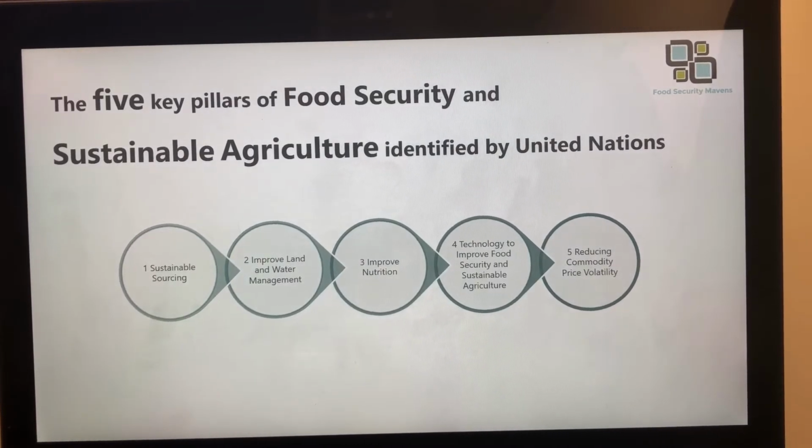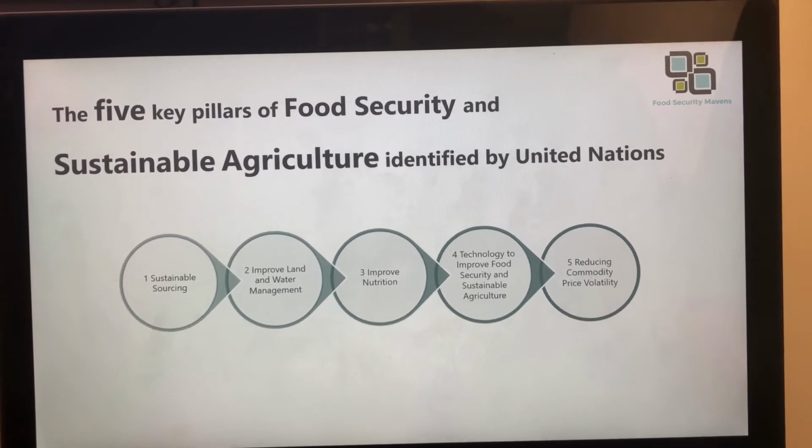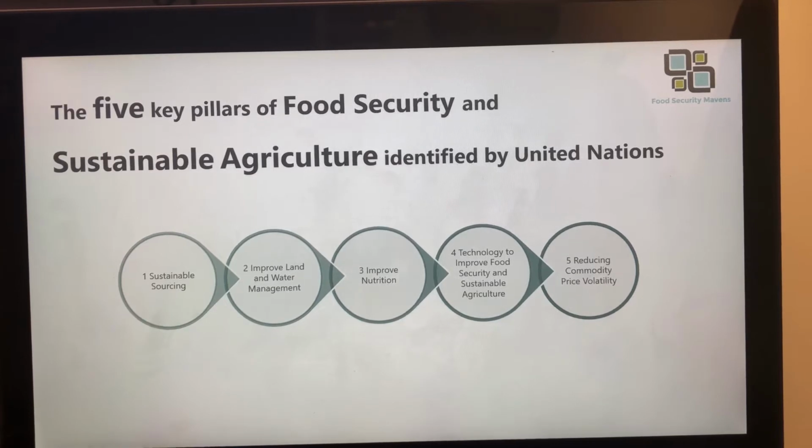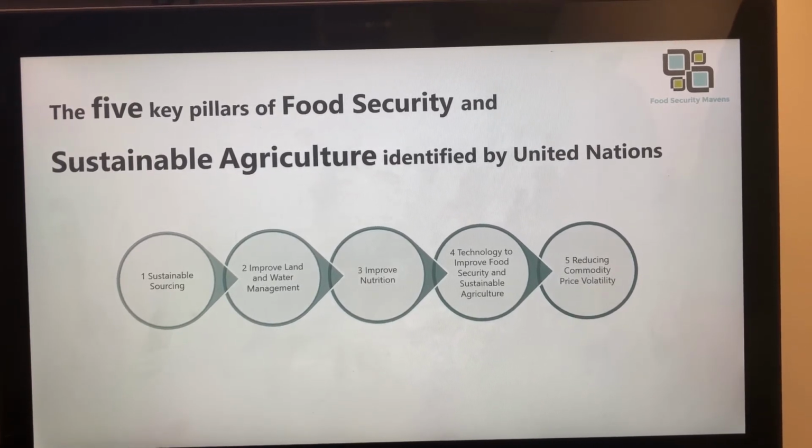Our goal is to understand which of these are significant and can we measure their impact. Out of the 5 pillars, we decided to work on the 4th pillar, technology, to improve security and sustainable agriculture. That will be our focus as we do the analysis over here.